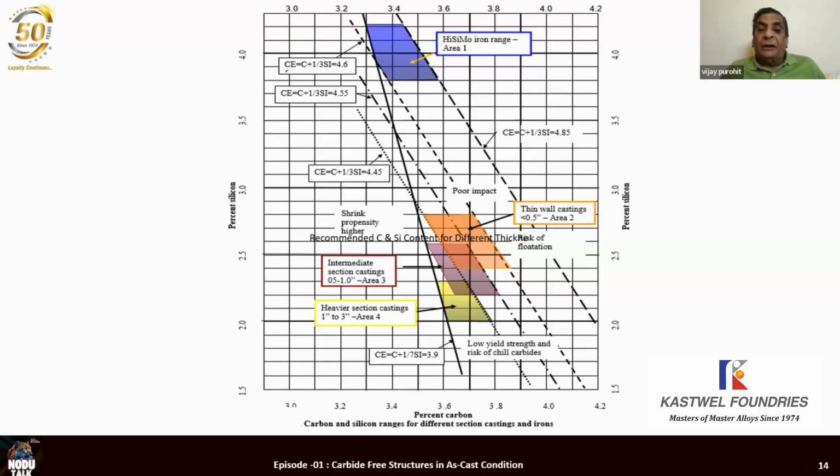Okay, so this is the shrinkage. If you want to avoid shrinkage, you must have carbon plus 1/7 silicon more than 3.9. This is the requirement for all the castings of SG iron. Then number two, on the right hand side, you have got lines of different shapes. This one, the one for the area 1, highest CMO SG irons. The upper line is carbon equivalent is carbon plus 1/3 silicon equal to 4.85. You see this figure on the right hand side near 3.5 percent silicon.